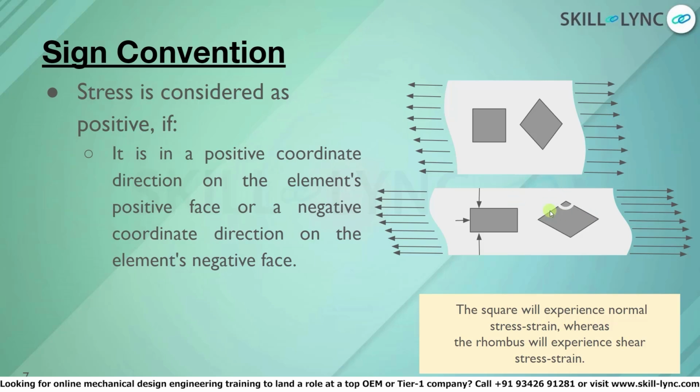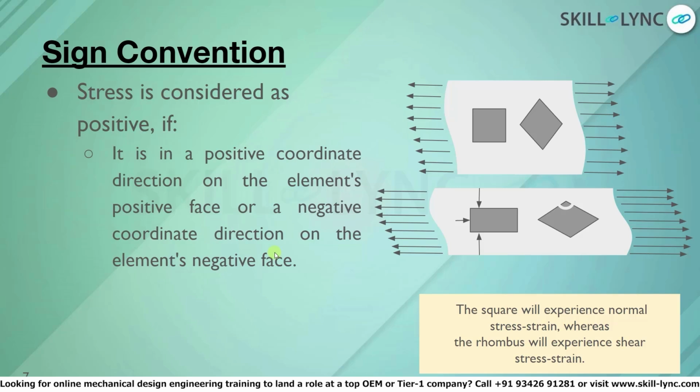Now, going through all this, there are two things which we have to keep in mind. The first one is the sign convention, which we saw already: if the stress is in a positive coordinate direction on the element's positive phase, it is a positive stress. And it's called a negative stress when it is acting in a negative coordinate direction on the element's negative phase.